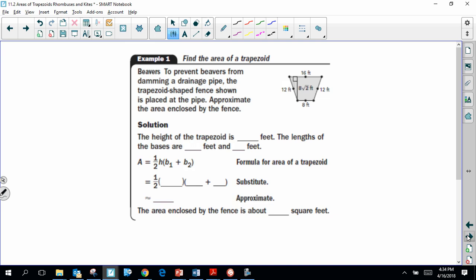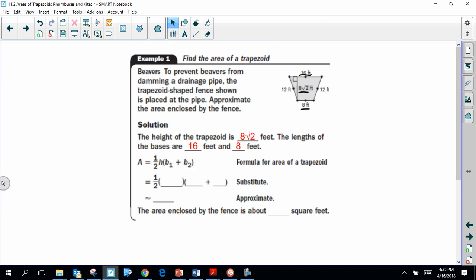Okay, so here we have a problem where they're giving us a beaver that created a trapezoidal shaped dam, which is, I don't know, possible, I suppose, but we'll just take a look at the area. We want to know what's the area enclosed by this particular trapezoid. Well, we want to know what are the two bases and what's the height. And they're giving us the two bases. We have a base here, we have a base here, and we have the height. So we have the information that we need to find the area.